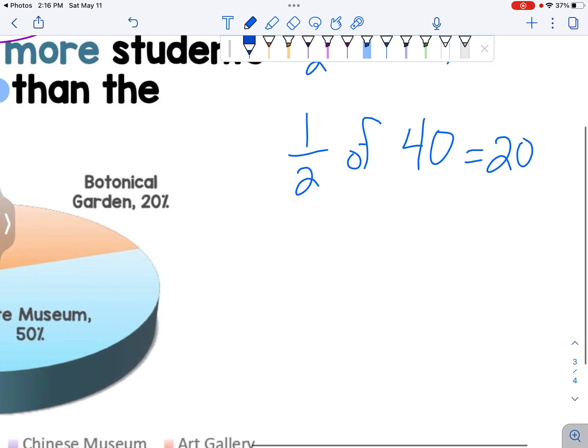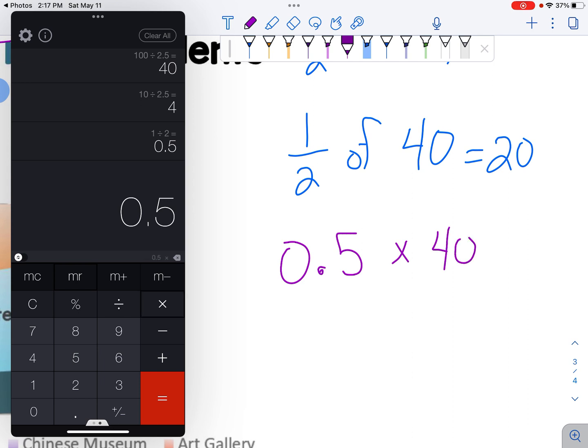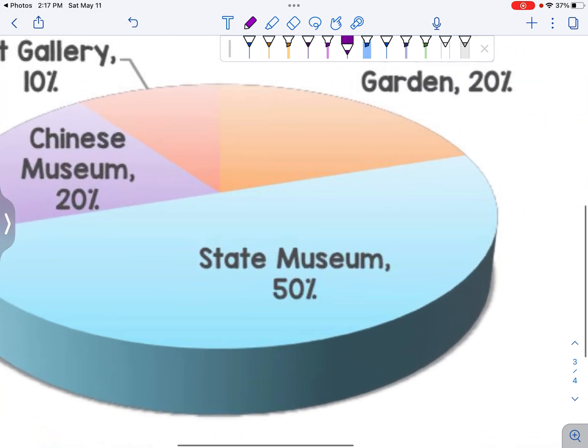Yeah, right. You could also change 1/2 into a decimal. 1 divided by 2, 0.5 times 40. That'll get you there too. So this was 20 students to the State Museum. Right here, 20 students.